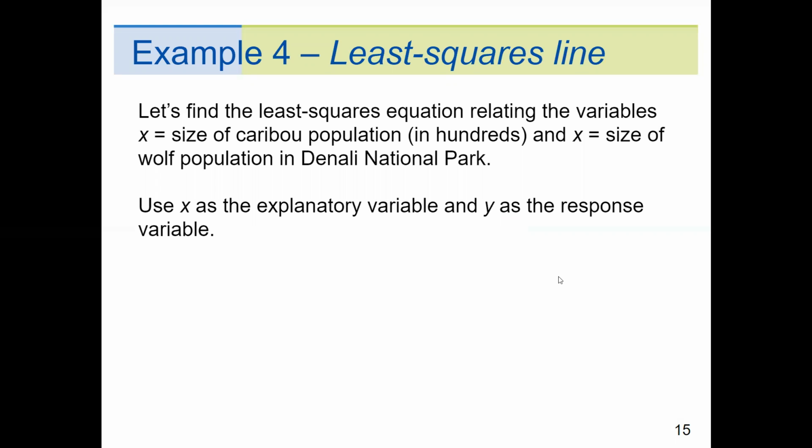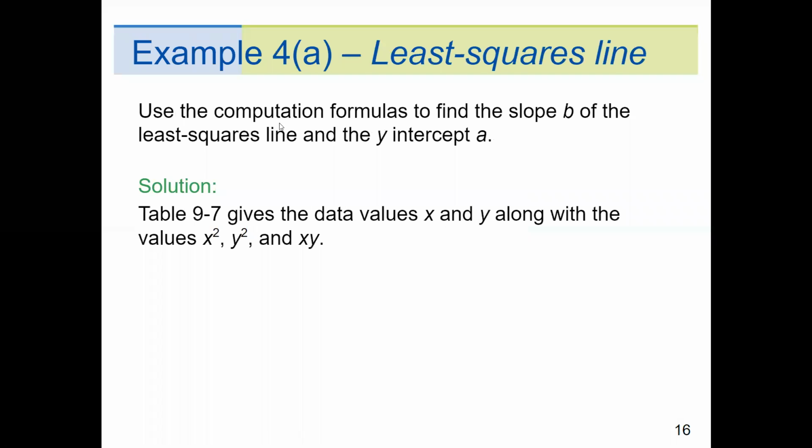Let's find the least squares equation relating the variables x equal to the size of caribou population in hundreds and y equal to the size of wolf population in Denali Park. I believe the second x is a typo and it's supposed to be a y. Use x as the explanatory variable and y as the response variable. Use the computation formulas to find the slope b of the least squares line and the y-intercept a.